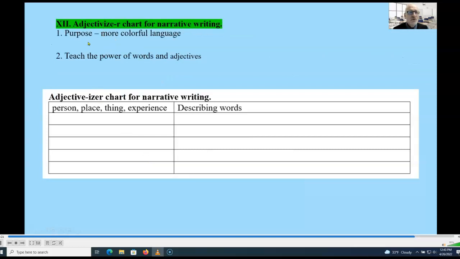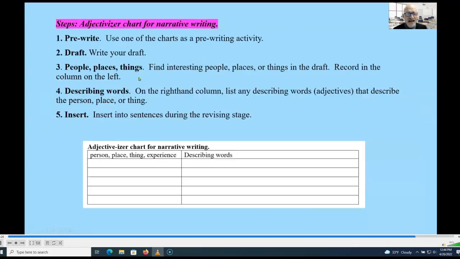Adjectivizer. Create more purposeful, colorful language and teach the power of words and adjectives. Use one of these charts as a pre-writing activity that we've already talked about, so you'll write your draft. Then you find interesting people, places, or things, one each there. And then describing words on the right. You're listing adjectives that describe the person, place, or thing. Then you go back and insert these during the revision stage.